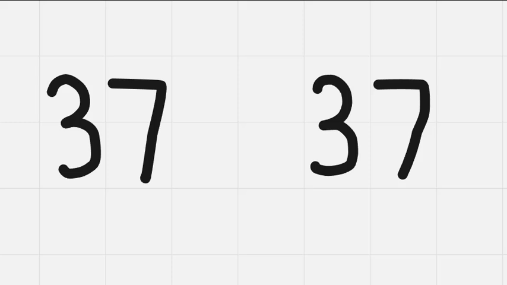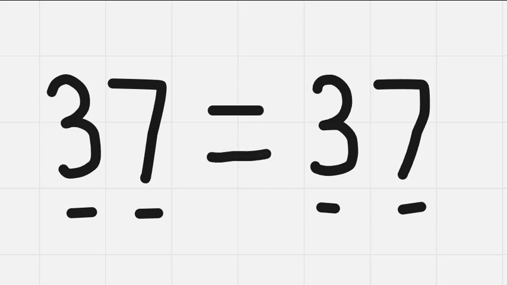This one should be fairly simple. 37 and 37. The same number of digits, the same numbers in the same place. Here, we will put an equal sign. An equal sign means that both numbers are the exact same.